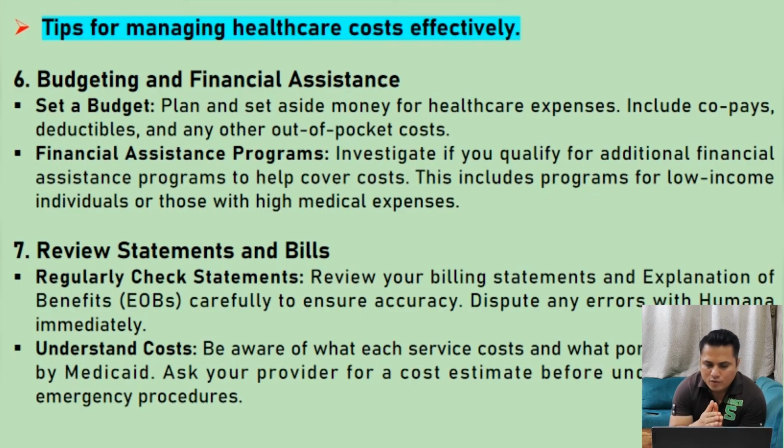Number seven, review statements and bills. Regularly check statements. Review your billing statements and explanation of benefits, EOBs, carefully to ensure accuracy. Dispute any errors with Humana immediately. Understand cost. Be aware of what each service costs and what portion is covered by Medicaid. Ask your provider for a cost estimate before undergoing non emergency procedures.